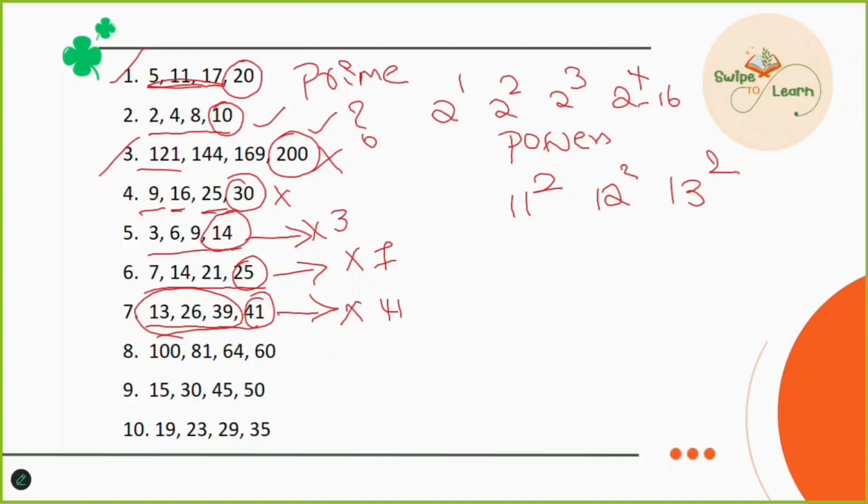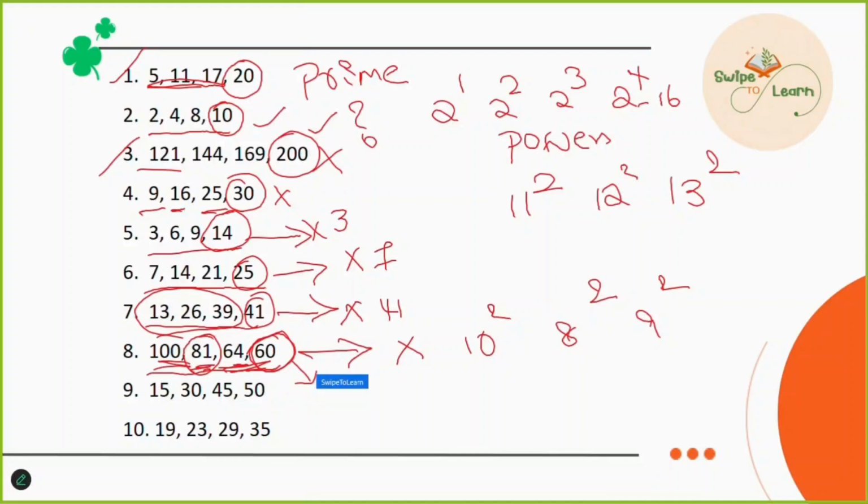Next, 100, 81, 64 and 60. Okay, so you can't directly say that 81 is the odd man out because all others are even numbers. 81 is not an even number, so the answer will be 81. No, that's a wrong guess. See, when we observe all the other options, 100 is a perfect square, which is 10 square, and 64 is 8 square, and 81 is 9 square, but 60 is not a perfect square. So the answer is 60, not 81.